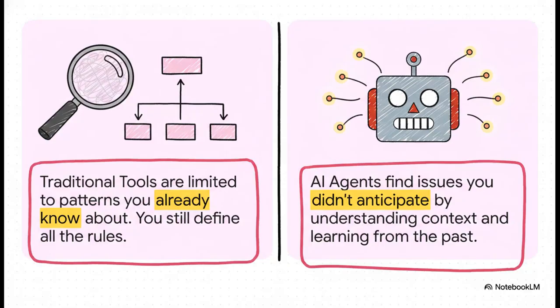Think about it like this. On one side, you've got your traditional tools, things like Splunk or Elasticsearch, and don't get me wrong, they are incredibly powerful for searching and visualizing just massive amounts of data. But here's the catch. They're still limited to the rules and patterns you already know to look for. AI agents, on the other hand, can find issues you didn't even know you should be looking for. Why? Because they can understand relationships and learn from what's happened before.